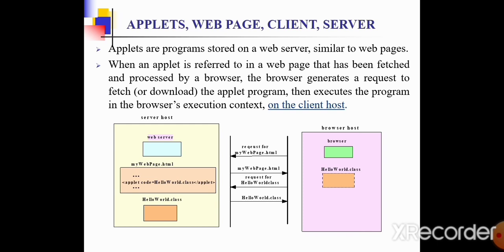The browser host requests the web page.html from the server host, and then the server host sends the data to the browser host. So it will get the output in the applet viewer. In the applet it has a HelloWorld class.